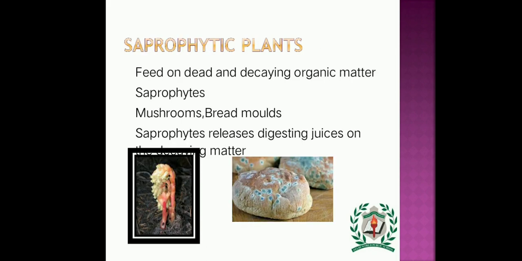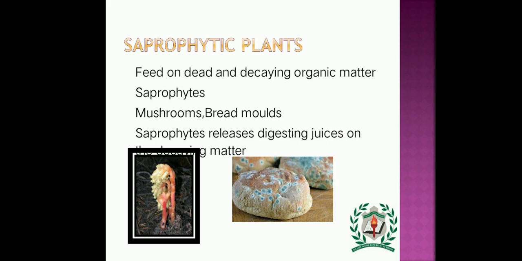Bladderwort, Venus flytrap. Moving on to the next one, saprophytic plants. Saprophytes. You might have heard of saprophytes also. Saprophytes derive nutrition from dead and decaying organic matter. So the organisms which feed on dead and decaying organic matter are saprophytes. Their mode of nutrition is called the saprophytic mode of nutrition.